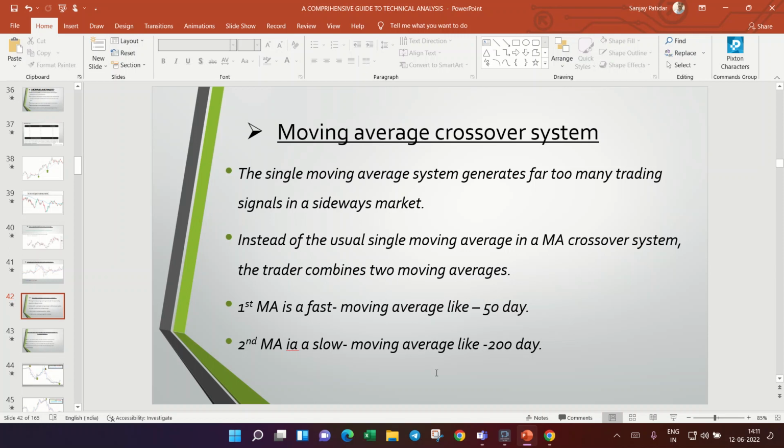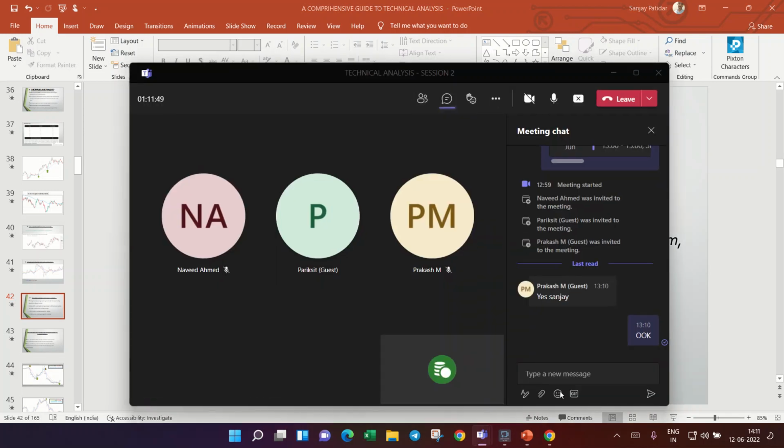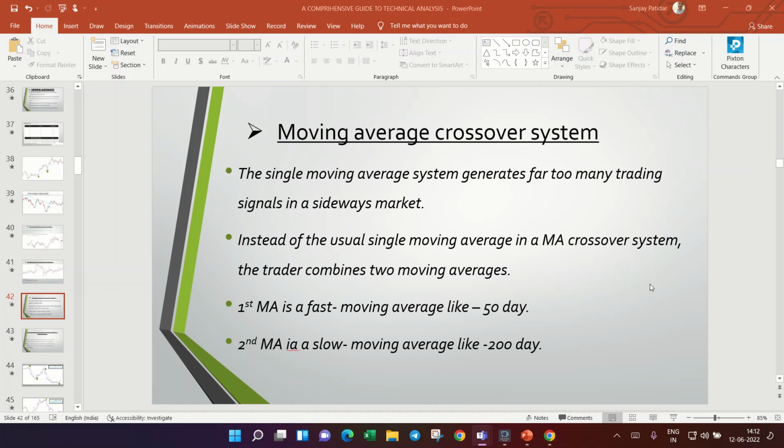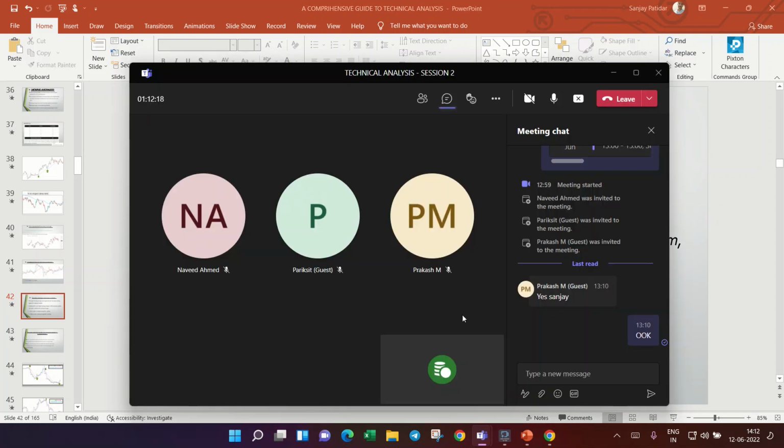Any other doubt? Shall we move ahead? Hello. Yeah, absolutely. Okay. Go ahead. The speed is fine too, right? We are not going too fast.